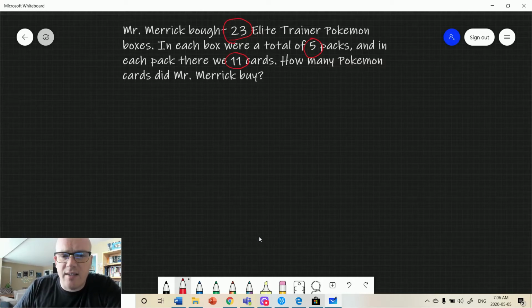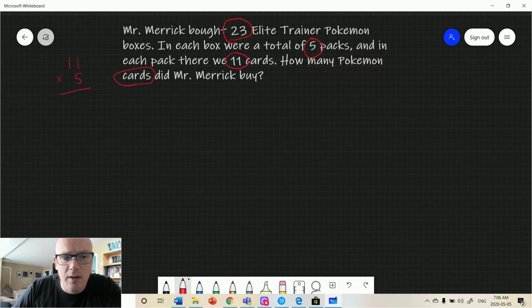Let's look at what I mean. The question is asking, how many cards did Mr. Merrick buy? Well, we want to know exactly how many cards he bought. We know that he has a total of 23 Elite Trainer boxes, but how many cards are in each of those boxes? That's the first thing we need to find out. We can do that pretty quickly. So for the first part, we're going to multiply, because there are 5 packs and each pack has 11 cards, 11 times 5.